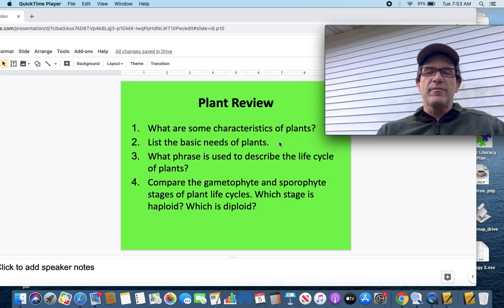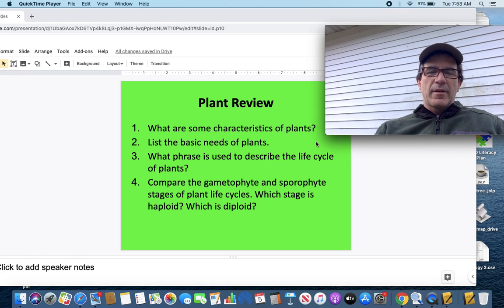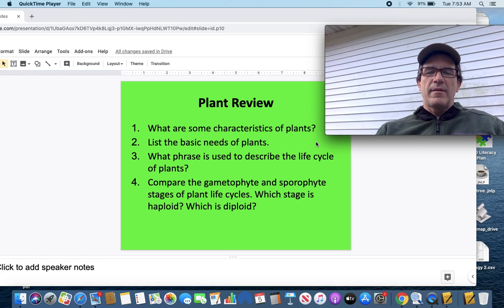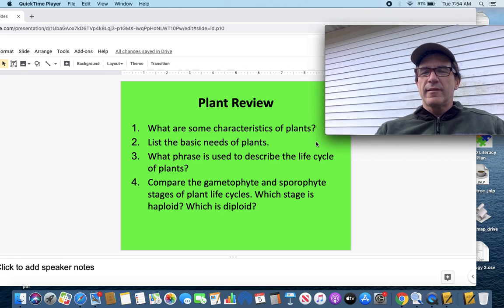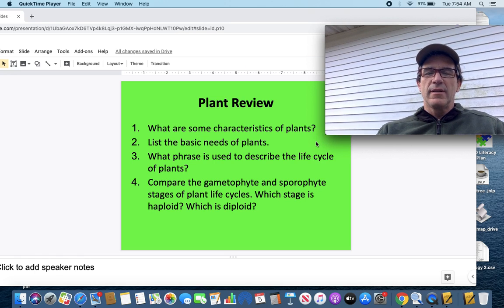What are the basic needs of plants? Plants all need water, sunlight, minerals. Number 3, what phrase is used to describe the life cycle of plants? This is referred to as an alternation of generations. Alternation means to go back and forth, and it goes back and forth between 2 generations called the gametophyte and the sporophyte. We're going to look at a few examples of those here today.